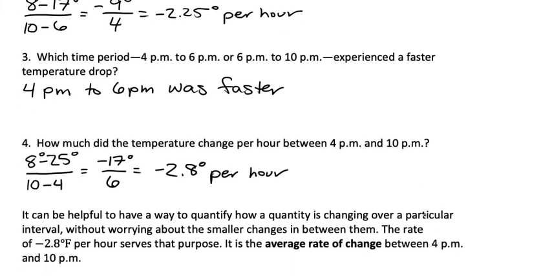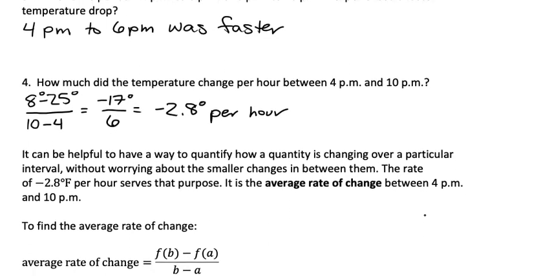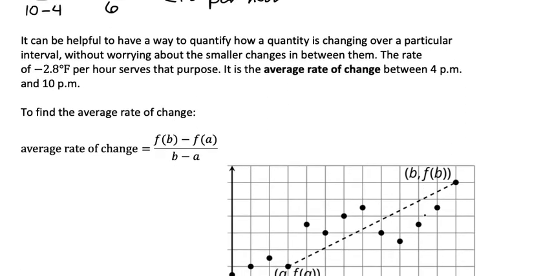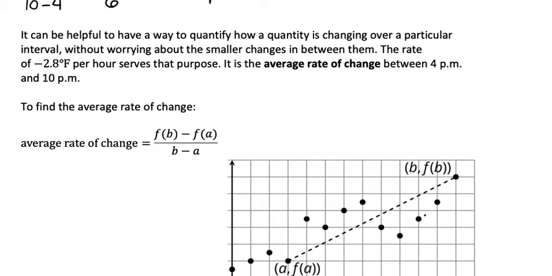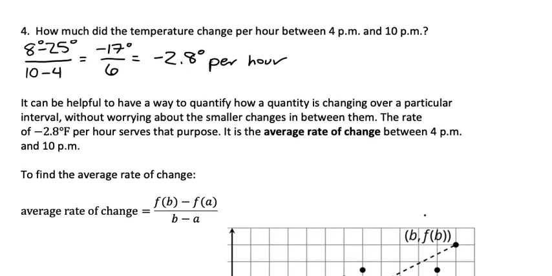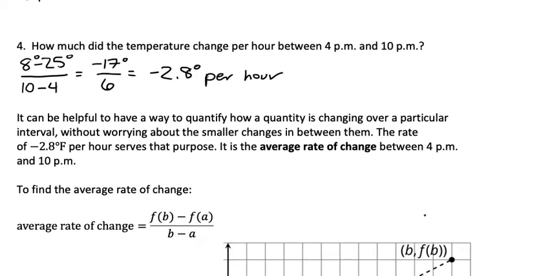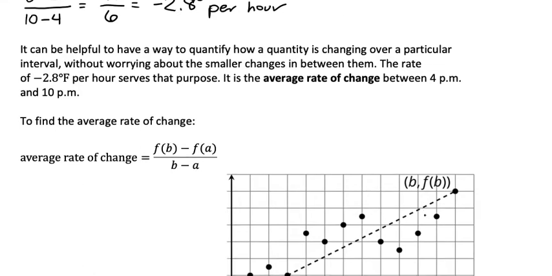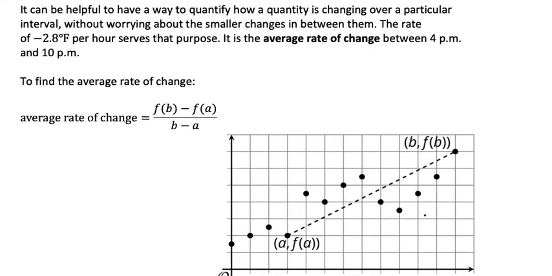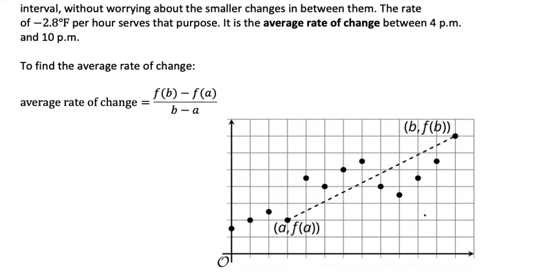So what we are doing here is quantifying how the quantity temperature is changing over time without worrying about smaller changes in between them. So we're not considering in this how the temperature is changing each hour, like we don't know how much it changed from 4 to 5, from 5 to 6, from 6 to 7, but we're finding the average rate of change. So -2.8 is the average rate of change of the temperature between 4 p.m. and 10 p.m.